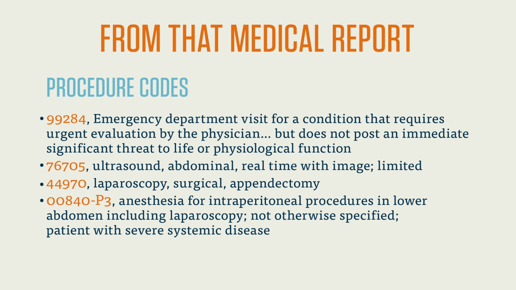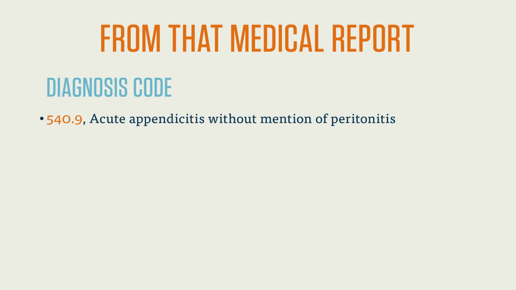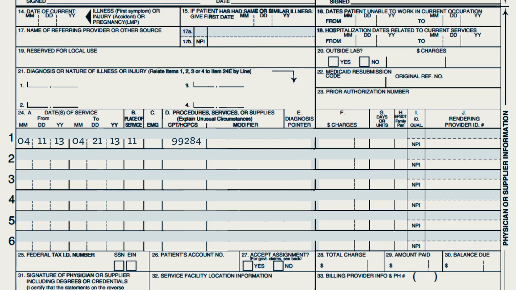00840-P3, anesthesia for intraperitoneal procedures in lower abdomen including laparoscopy, not otherwise specified, patient with severe systemic disease. Diagnosis, 540.9, acute appendicitis without mention of peritonitis. Now that we've reviewed the codes, let's just go right into entering the information in the proper elements. So now we've got the bulk of the claim filled in, but we're missing the amount and balance due.